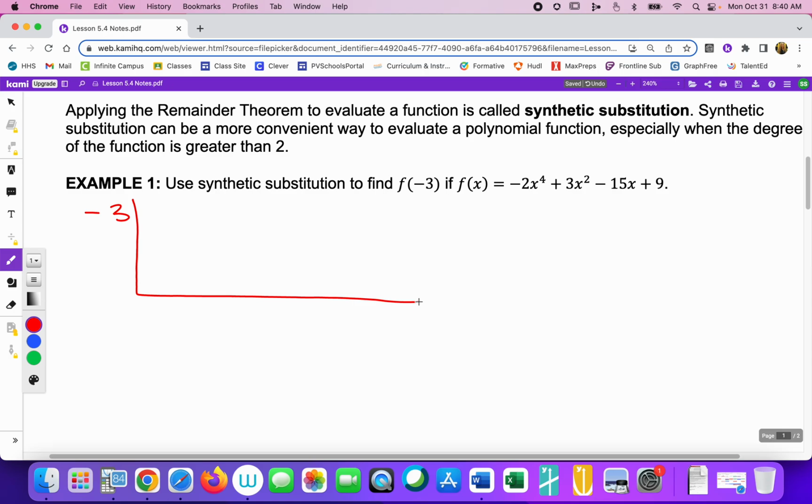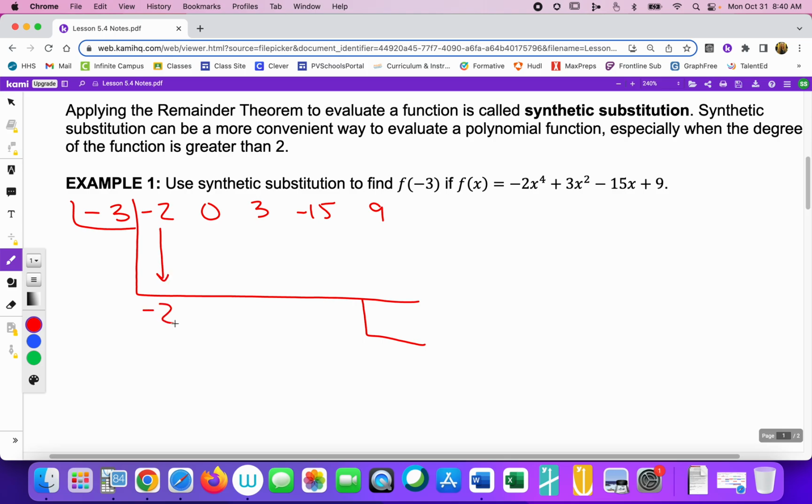Is anything missing? The x to the third. So we have a negative 2 first. So that's the x to the fourth. X to the third would be 0. X squared is 3. X to the first is negative 15. And we have 9. So make sure everything's there. So the remainder on this one is the answer. So there's a difference between divide using synthetic division and use synthetic substitution, which is very similar.